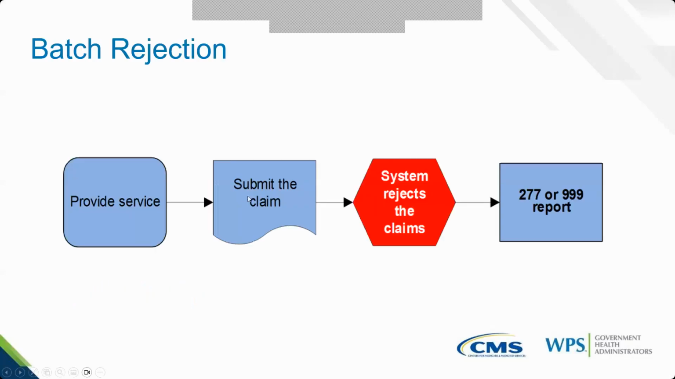To fully understand rejections and denials, it's really important to recognize the path that a claim takes, or what we like to call the life of a claim. This is a simplified graphic on how a claim gets into our system. The provider or supplier renders the service, submits the claim, but the system might reject the claim or batch of claims. And when this occurs, Medicare generates and sends a 277 or 999 report.